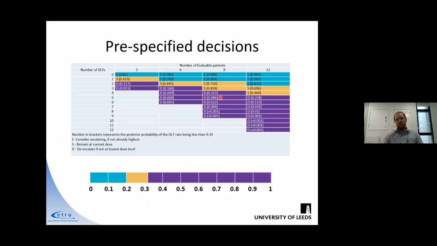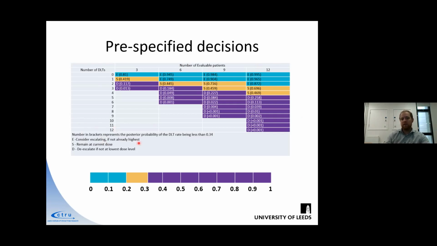So the real advantage, this is taken from the ProMMise protocol, is that we can pre-specify the decisions in the protocol. With the CRM, after each cohort you have to rerun the model and include that in a safety review report. Whereas in this design, we can put a table into the protocol, so the decisions are made up front. In the top table, we've got the number of evaluable patients, which is the number of patients that have been treated, and then the number of DLTs that have been observed for each of those patients.